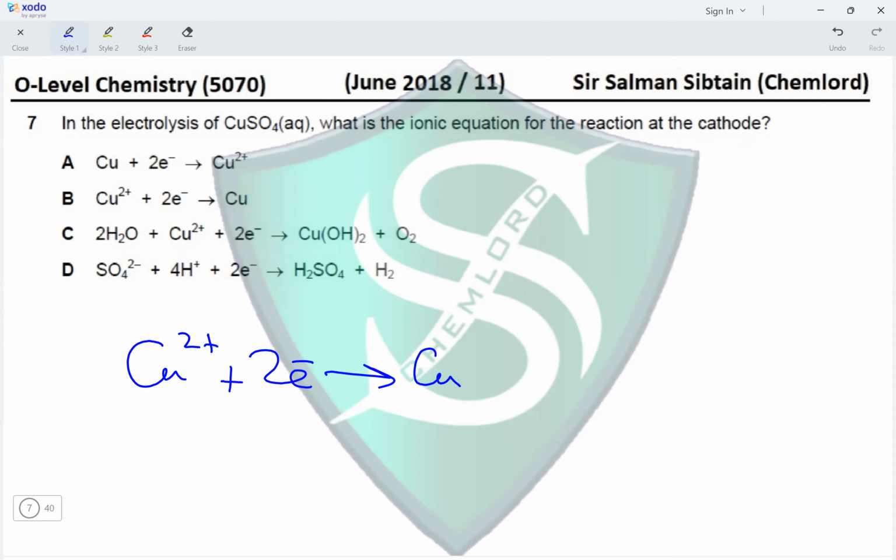So, option A has the copper metal and copper ions in the wrong places. Option B has the correct equation present. Option C does not have copper ions reducing. And option D does not have copper ions present at all. Therefore, option B is the correct option for this question.